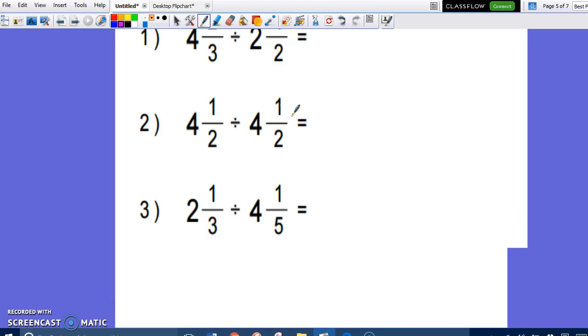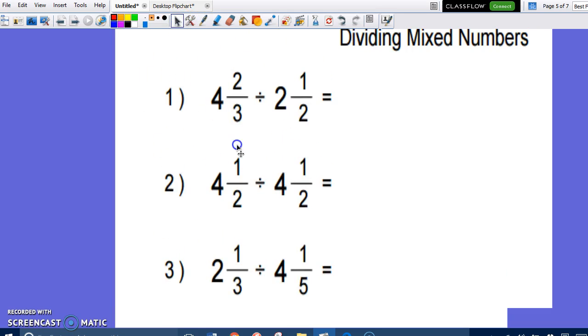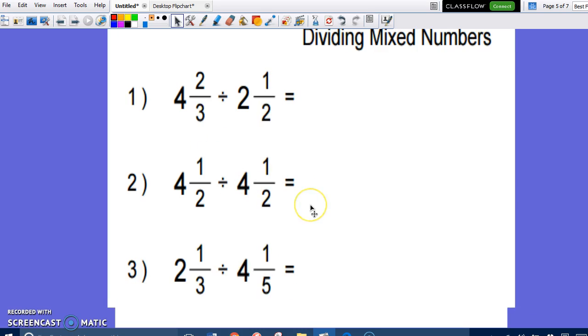Just when I thought I had posted my last video for the day, I realized that I did not show you how to divide mixed numbers. The last video showed you how to divide fractions, but just like I showed you how to multiply mixed numbers, I need to show you how to divide mixed numbers.